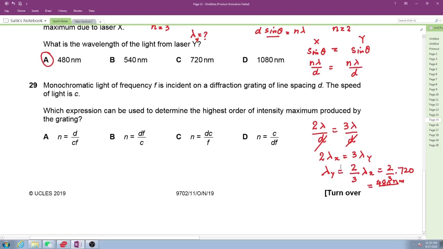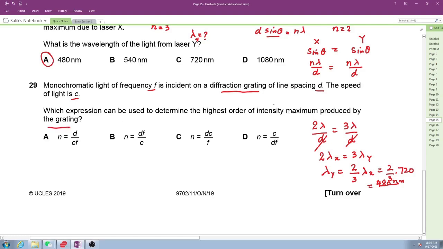Question number 29. Again, the question is about the diffraction grating, a comparatively easier question. Monochromatic light, single color, single wavelength, single frequency light of frequency f, is incident on a diffraction grating of line spacing d. The speed of light is c. Which expression can be used to determine the highest order of intensity maxima produced by the grating?